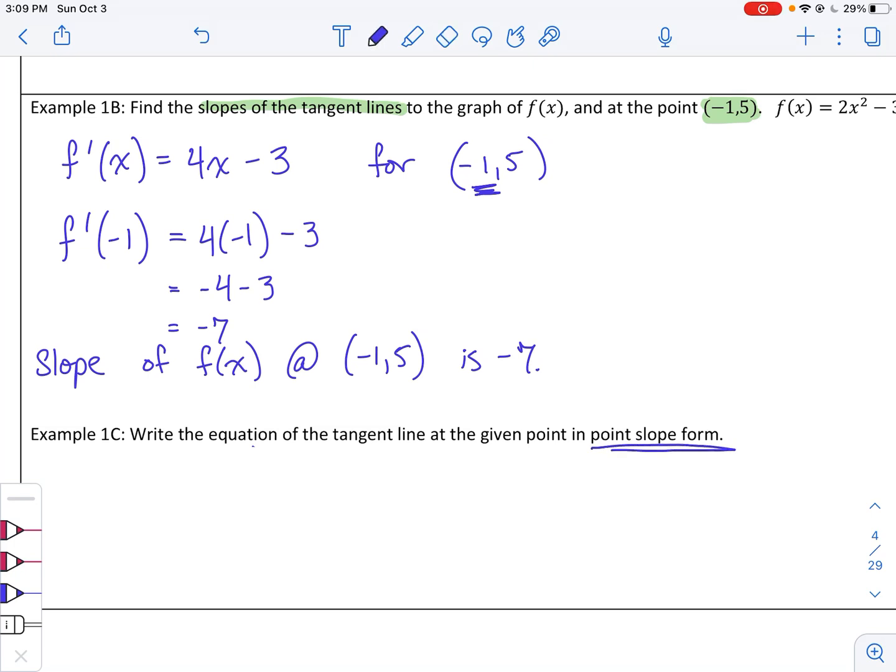So go ahead and think back to your Algebra 1 class, and hopefully you remember point slope form. And if you don't, it's y minus y1 equals m times x minus x1. And then go ahead and substitute in using both the slope and the point from part B. Pause and then come back to check your work.